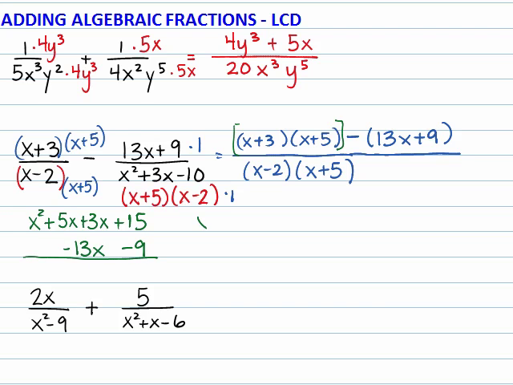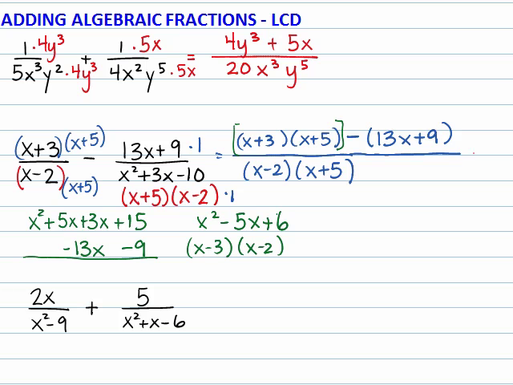I will get x squared. 8x minus 13x is negative 5x, and 15 minus 9 is plus 6. And I can factor that to x minus 3, x minus 2.